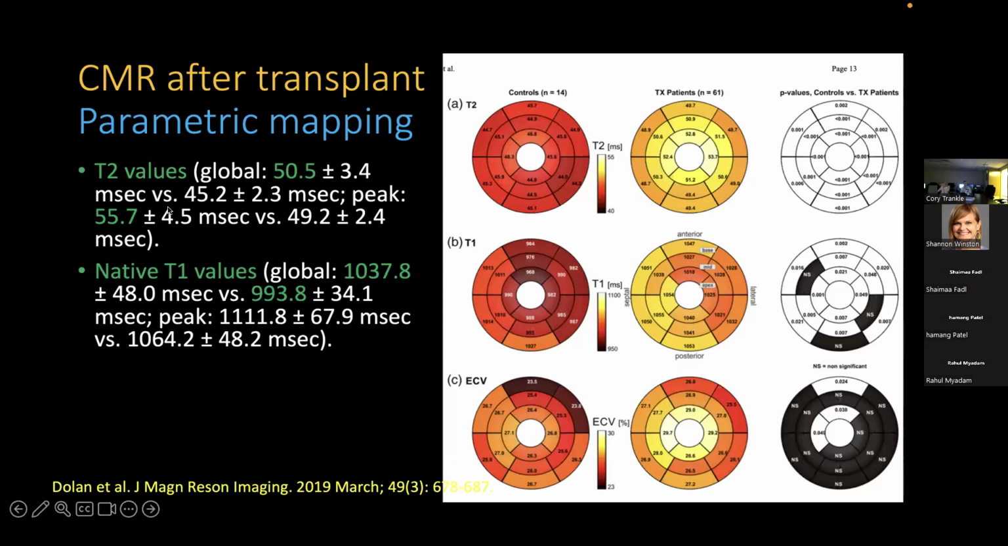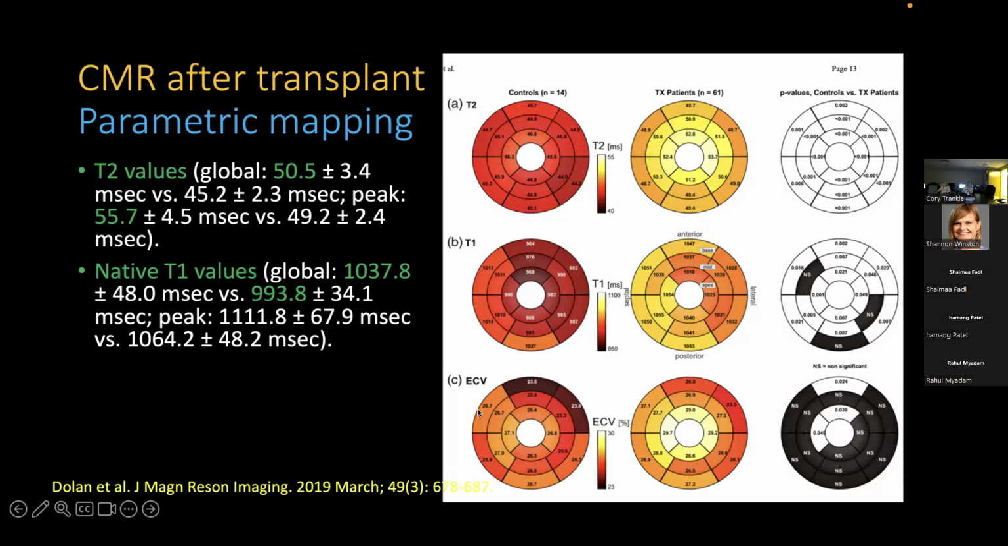The native T1 values were elevated, 1,037 compared to 993. These values are elevated, but most of the cases were from 55 to 59. Compared to the control group, where the T2 values are 45 plus or minus 2, the T1 values here are again around 900, and here it's above 1,000.